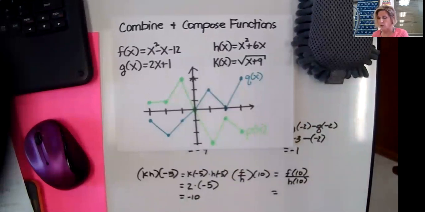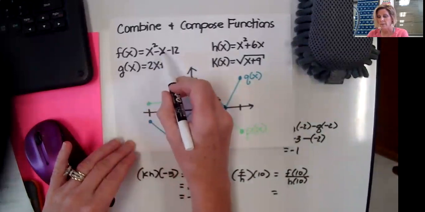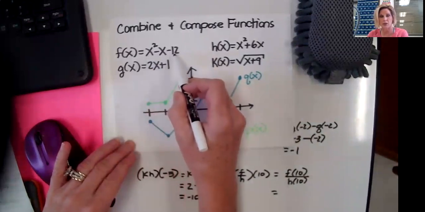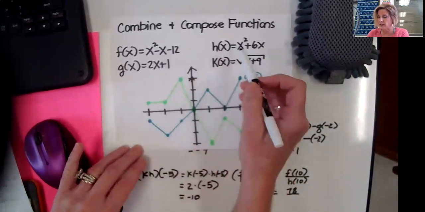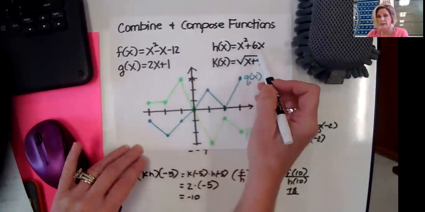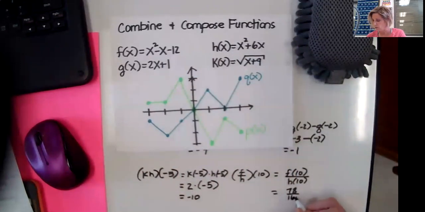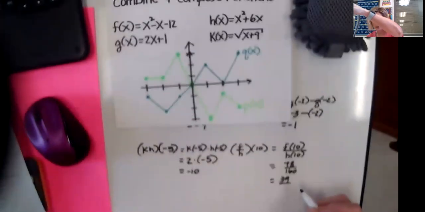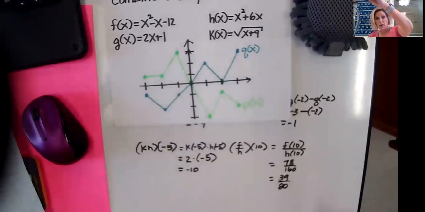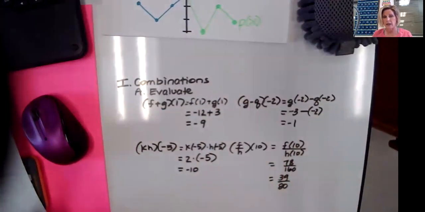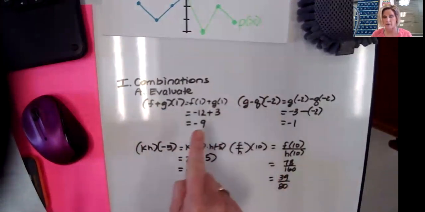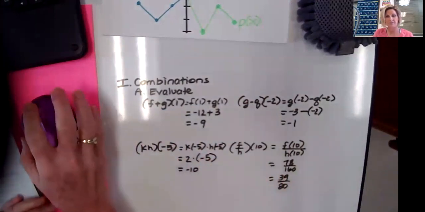Last but not least, f over h of 10 is f of 10 over h of 10. So f of 10 is 100 minus 10 minus 12, so that's 100 minus 22. I think that's 78. H of 10 is 100 plus 60, so 160. And then I believe I can reduce that. 78 divided by 2 is 39, and 160 divided by 2 is 80. Now, you'll notice that in all of these, when I said we're combining, it means that you're adding, subtracting, multiplying, or dividing.